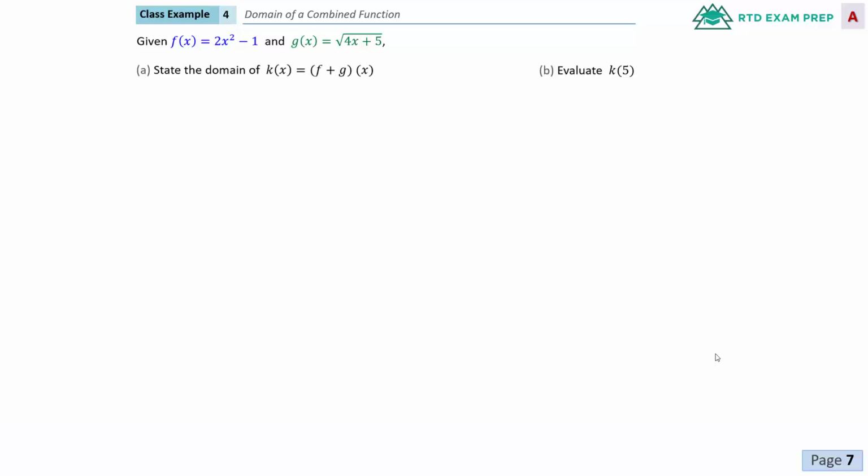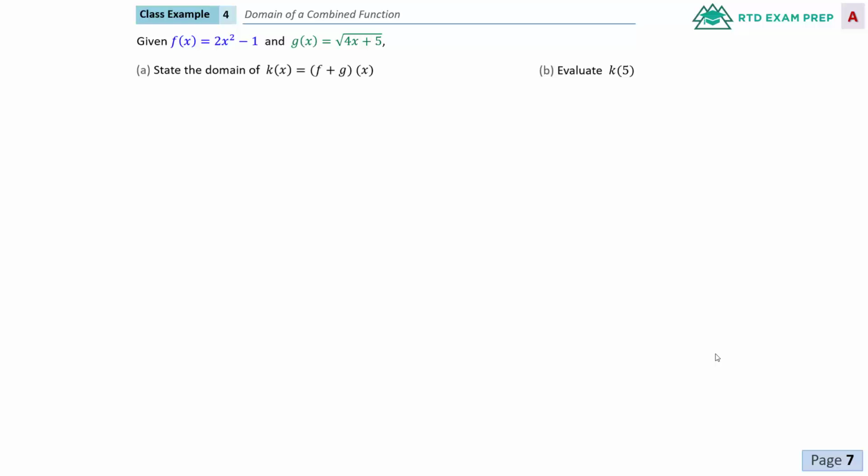Class example 4 is another combined function, and the reason for this one is sometimes when you're asked to state the domain of k of x equal to f plus g of x, we find that students start by writing out 2x squared minus 1 plus square root 4x plus 5. And then because it looks so unfamiliar, they're not really sure what to do. But you don't need to do that.